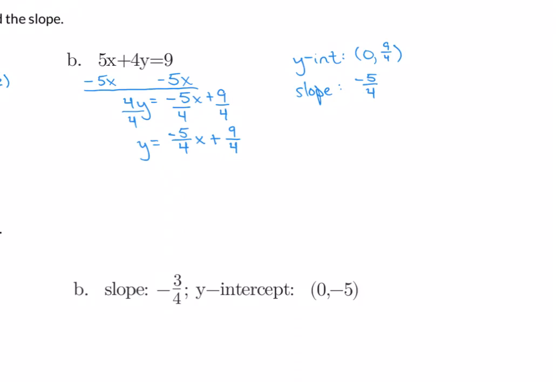Again, I don't want to graph this, but I can draw a sketch. (0, 9/4), that is positive, so I know it's somewhere above my x-axis. My slope is negative, and so I know my line goes down from left to right.